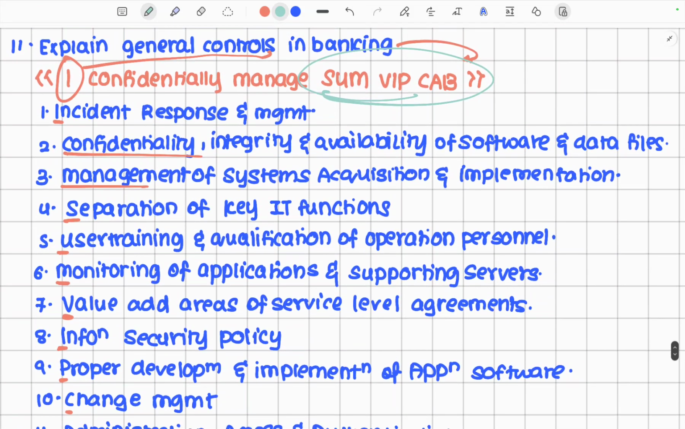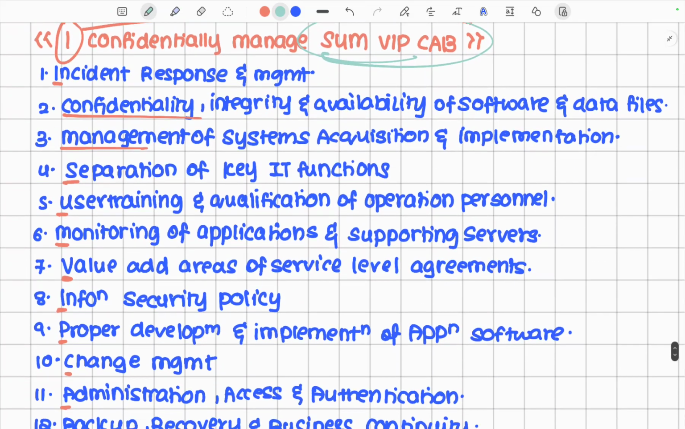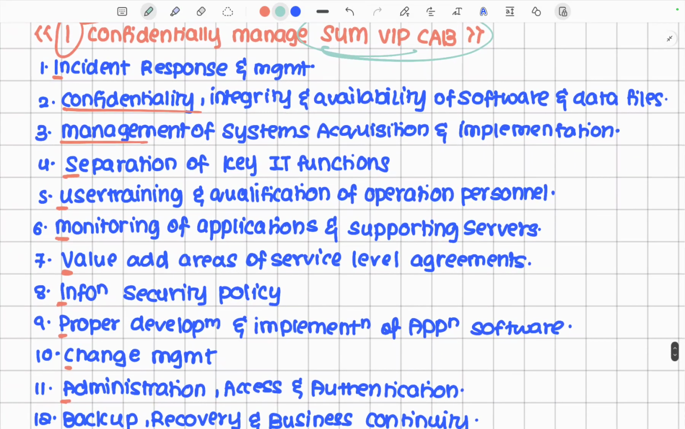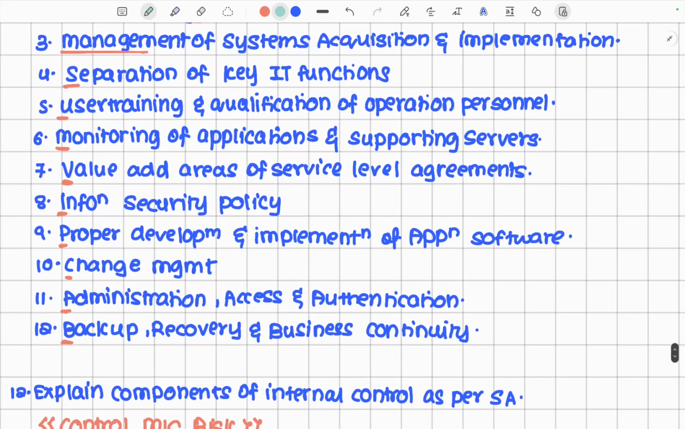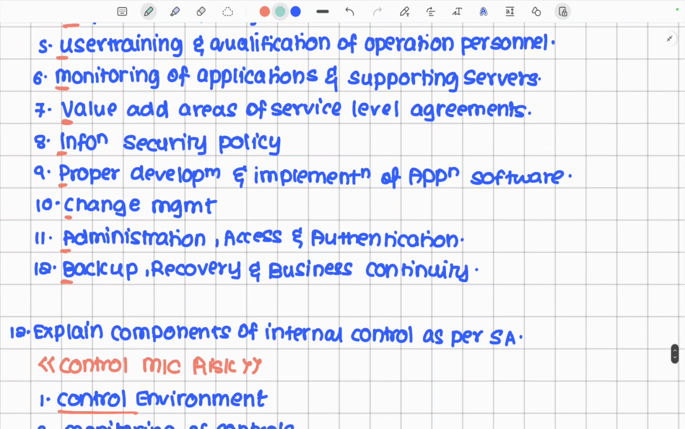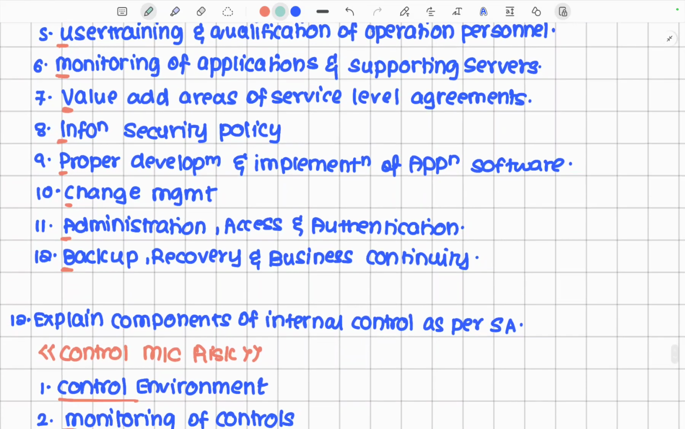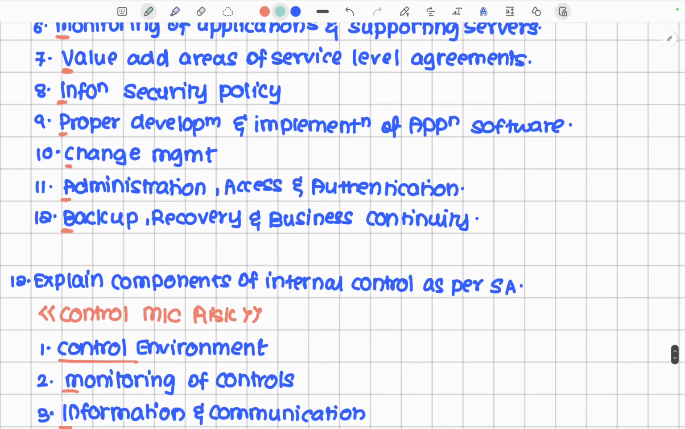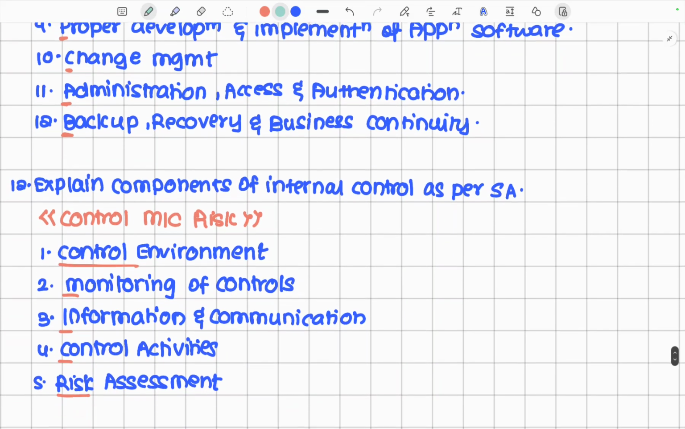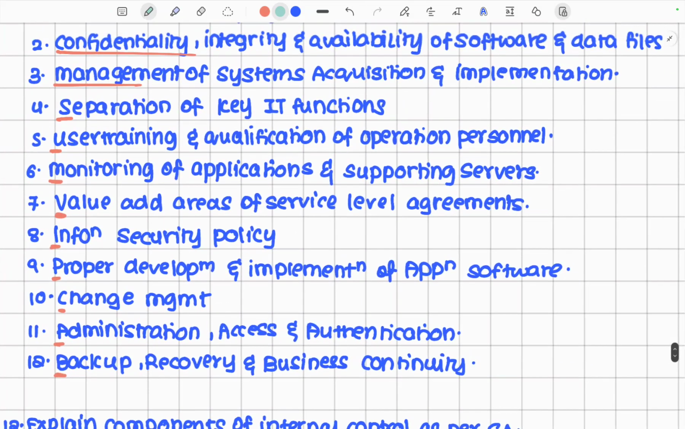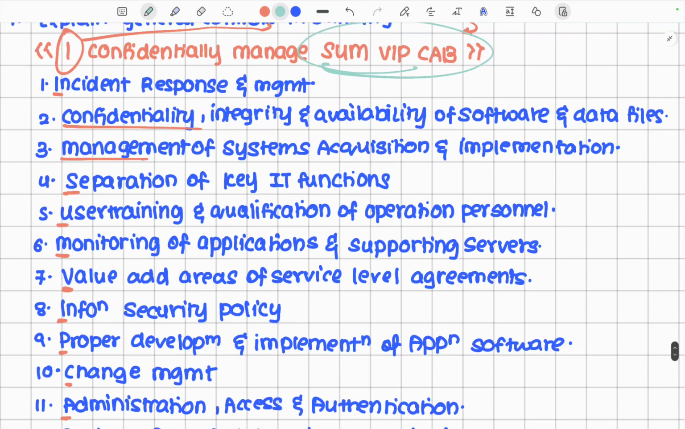That is, incident response and management, confidentiality, integrity and availability of software and data files, management of systems acquisition and implementation, separation of key IT functions under training and qualification of operation personnel, monitoring of applications and supporting servers, value added areas of service level agreements, information security policy, proper development and implementation of application software, change management, administration, access and authentication, backup, recovery and business continuity. I know this was a long answer, but even if you remember the hit points, it's more than enough.